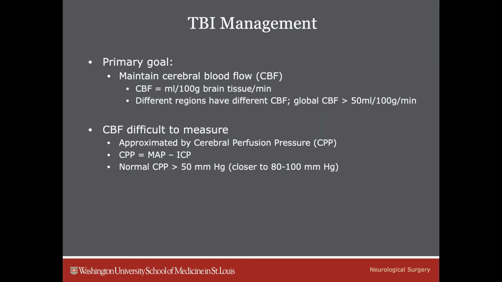Unfortunately, cerebral blood flow itself is hard to measure in clinical practice. It can be done in experimental models, but not in humans that easily. So in clinical practice, we use what is called cerebral perfusion pressure, which is an approximation of your CBF. Cerebral perfusion pressure, or CPP, is basically the difference between your MAP and your intracranial pressure. Normally your CPP is more than 50 millimeters of mercury, ideally closer to 80 to 100 in normal people, not in TBI patients.